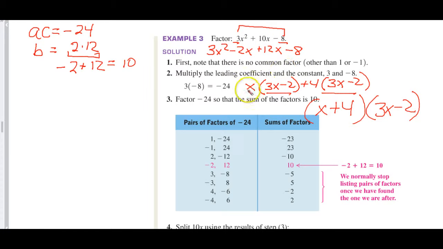If I did it the old-fashioned way, x times this, 4 times this, distribute, combine like terms, I get that. We are undoing our multiplying a binomial that we did in the traditional way before we introduced the FOIL.